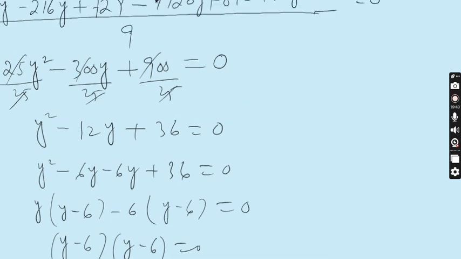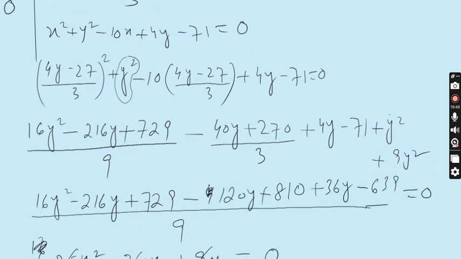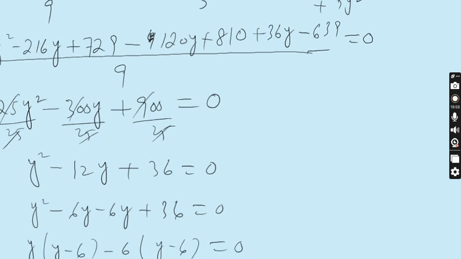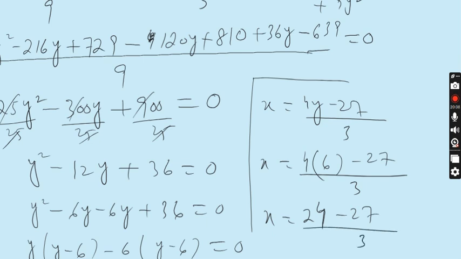So how to find the value of x? Put this value of y in equation number 1, that is x is equal to (4y minus 27) upon 3. So x is equal to 4 into y, y is 6, minus 27 upon 3. 4 sixes are 24 minus 27 upon 3, and it is minus 3 upon 3, that is x is equal to minus 1.